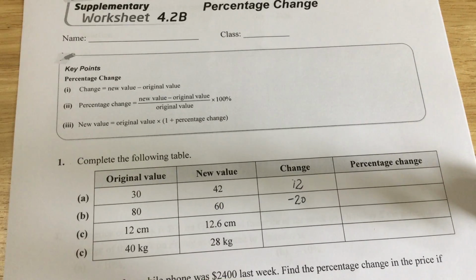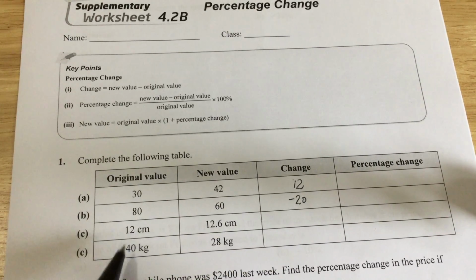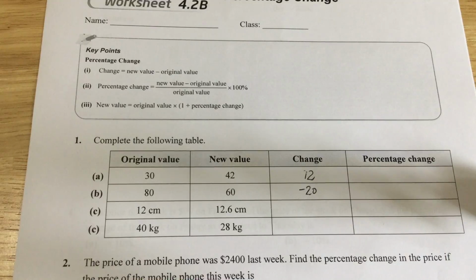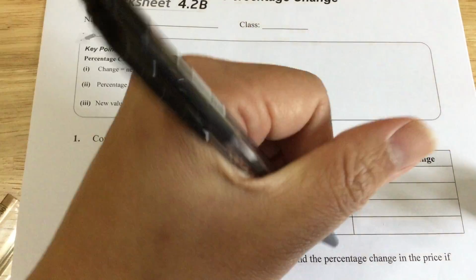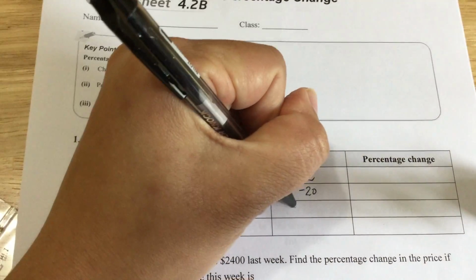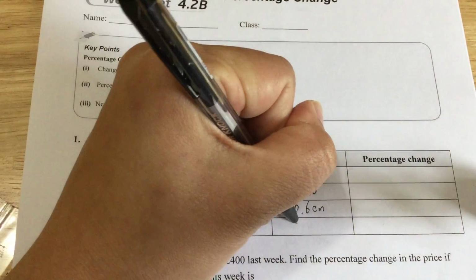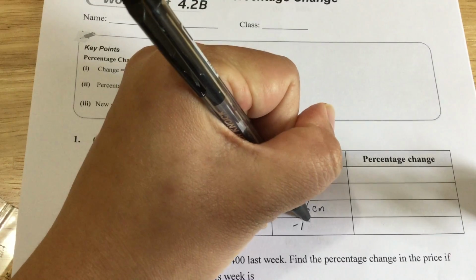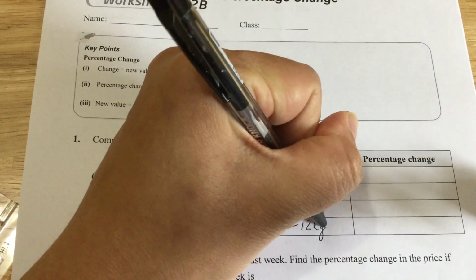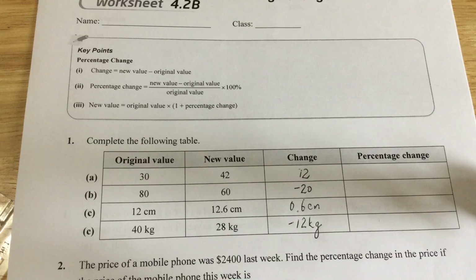Okay, next, what we are going to do is that we write down all these two also for the change. And this is not difficult, so I do it for you in a very quick time. 0.6 cm and also negative 12 kilogram. Okay, so you have some question like this.